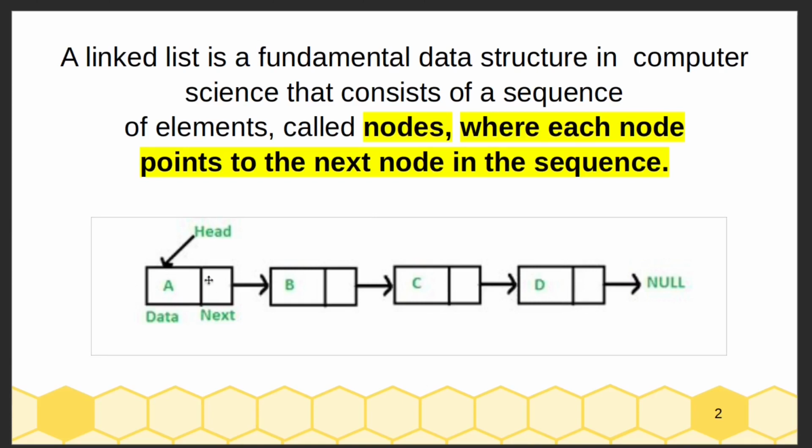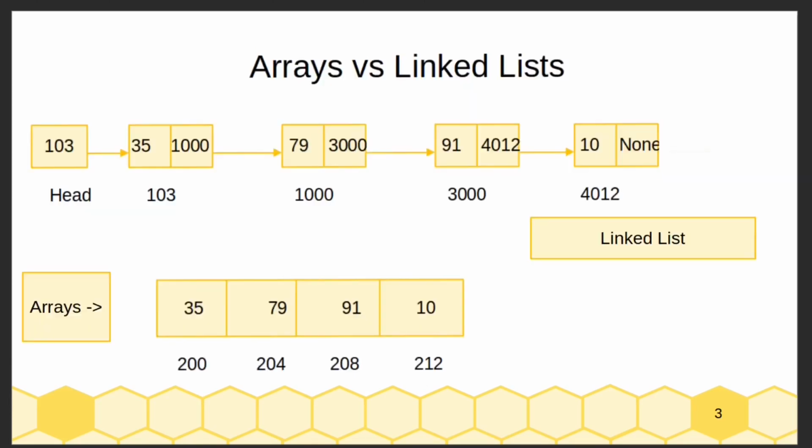These boxes represent a node, where the first part of a node is called the data part, and the other part is for the next pointer, which points to the next node in the linked list. And the end of a linked list points to a null pointer.